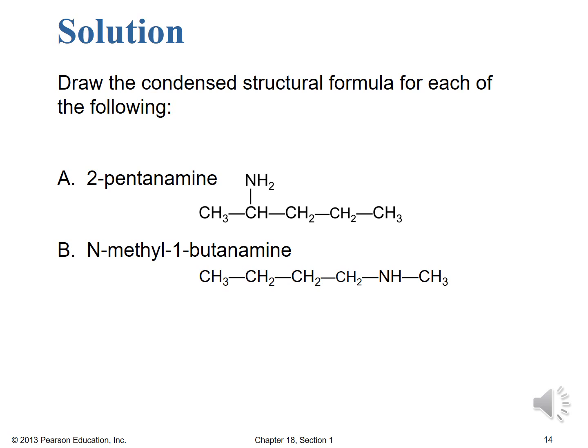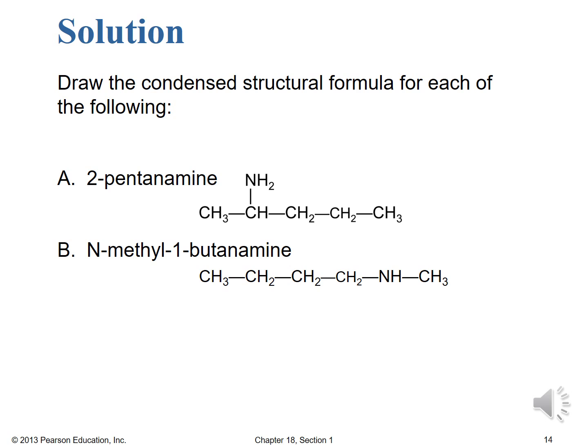For B, we have the butanamine, so 4 carbons. It's a 1-butanamine, so we're off that last carbon there. And then we also have a methyl group coming off that nitrogen. And then finally, the last position would be a hydrogen. So there we have a condensed structural formula for that.